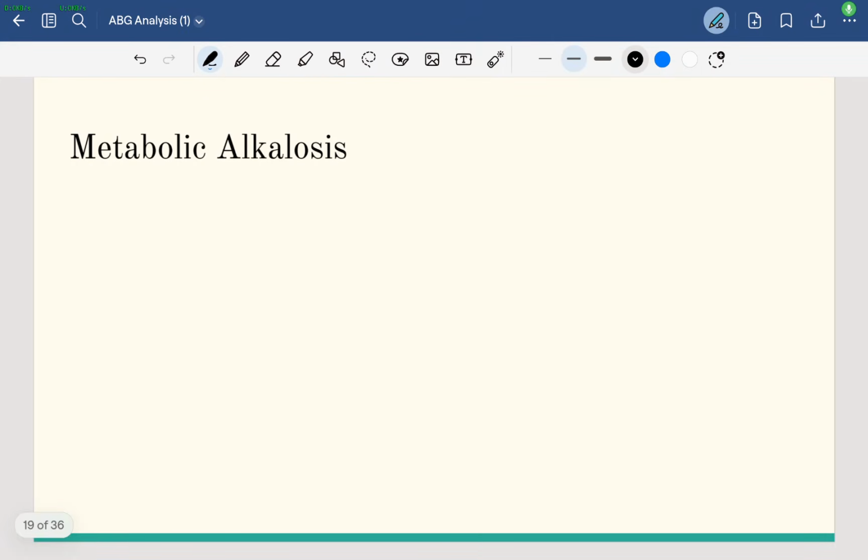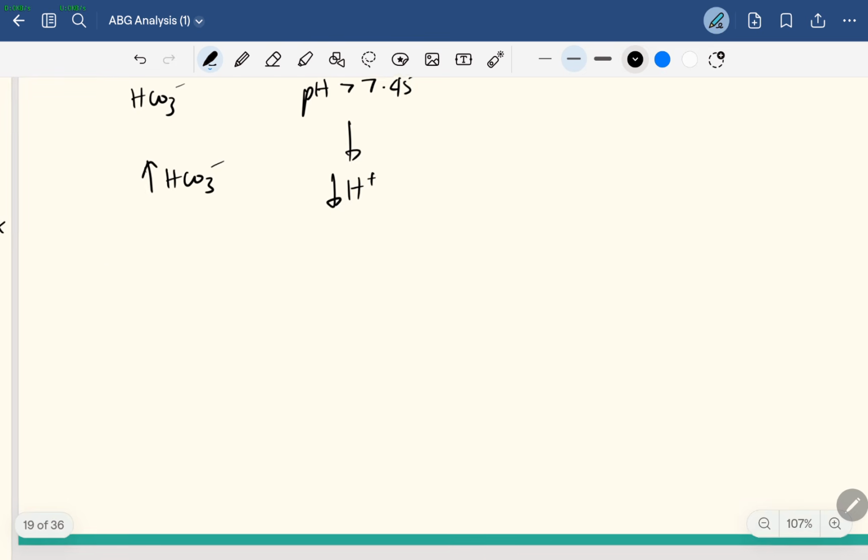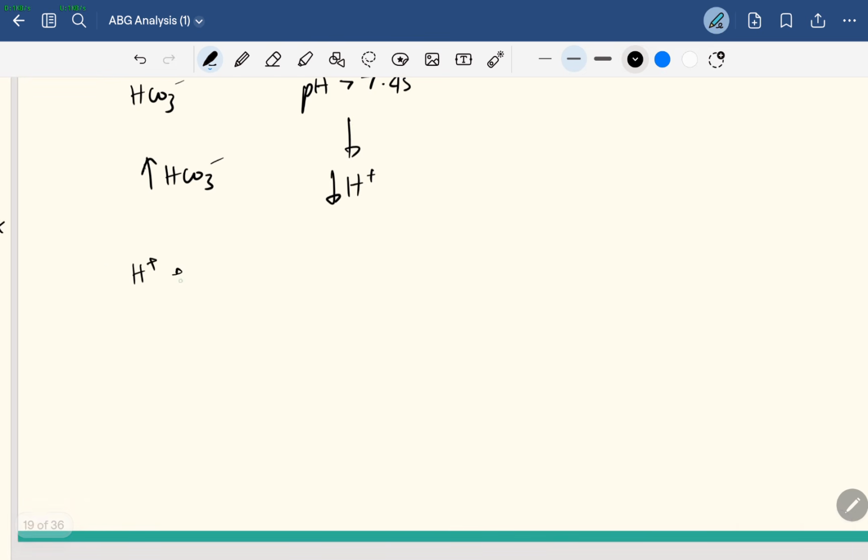Now the next disorder we'll be discussing is metabolic alkalosis. Metabolic suggests that there's a variation in bicarb, and alkalosis is of course a pH of more than 7.45. Here we expect an increased bicarb, and of course if the pH is high, that means there's low protons. So what exactly is the variation here? If you recall the bicarb buffer equation, which I will write down quickly here.